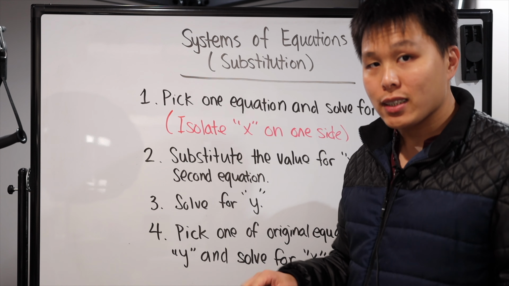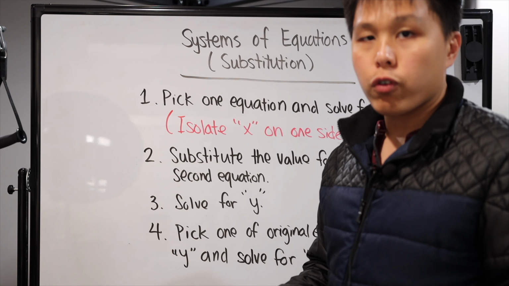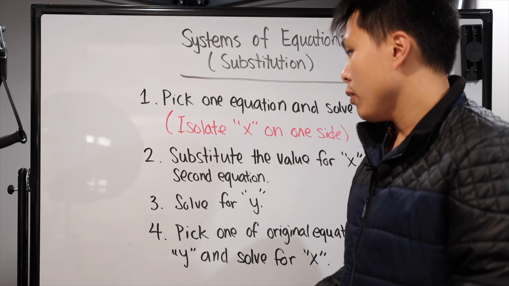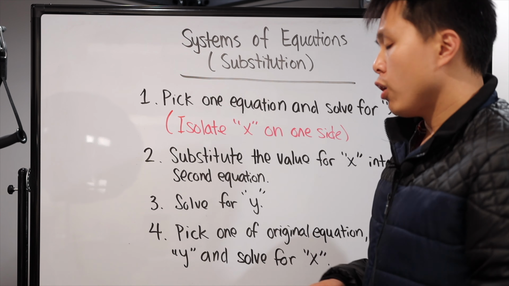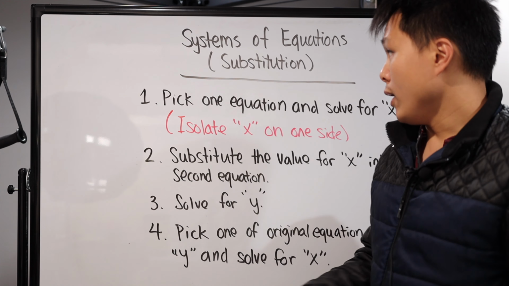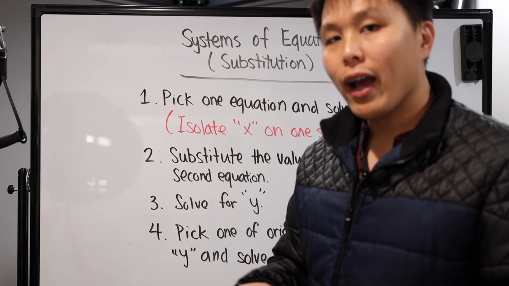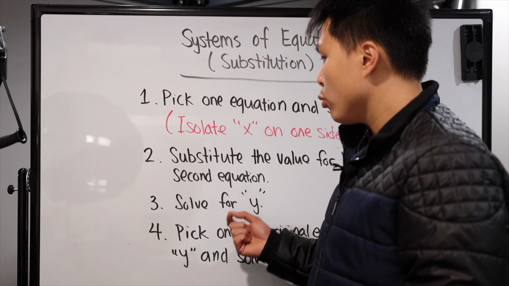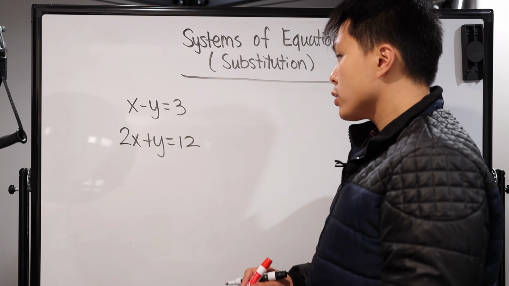It sounds tedious, and actually sometimes it is, right? However, it's really wonderful because guess what? Any system of equations of 2 variables at least can be solved with just these 4 steps. And this is the process of substitution. So let's look at some examples and how each and every one of these steps plays a part in solving it.